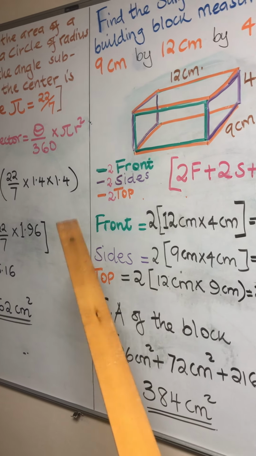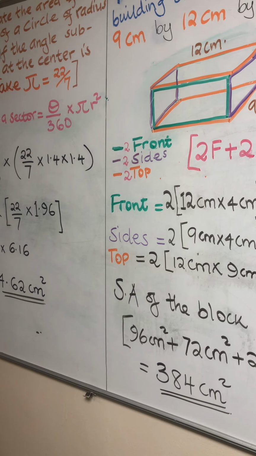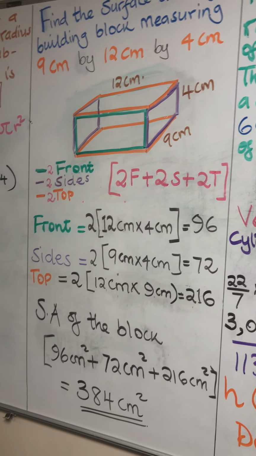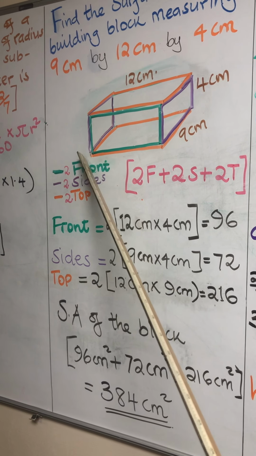Okay, so how do we calculate the area of a rectangle? It's definitely length times width. So we are going to start with the front side, which is this.